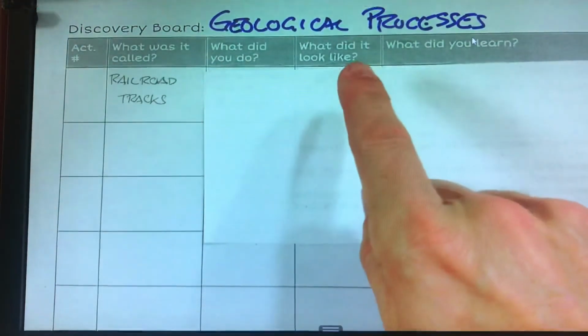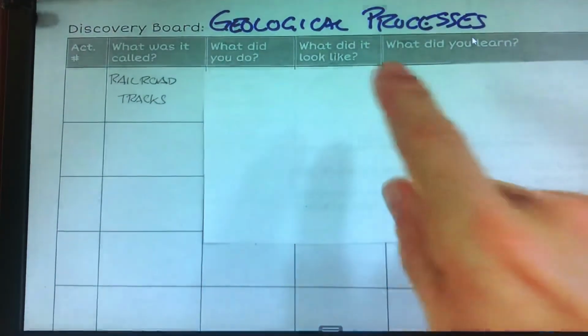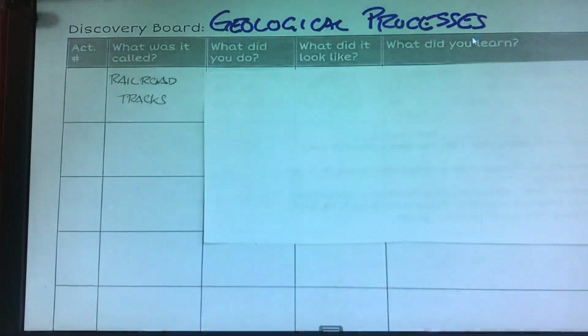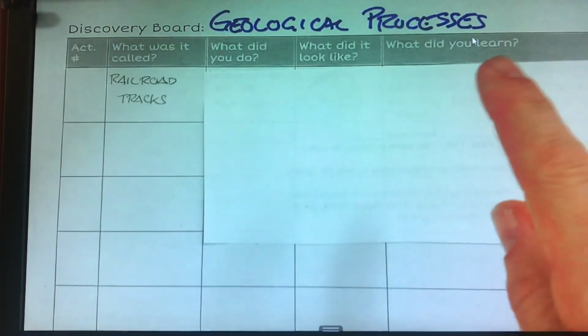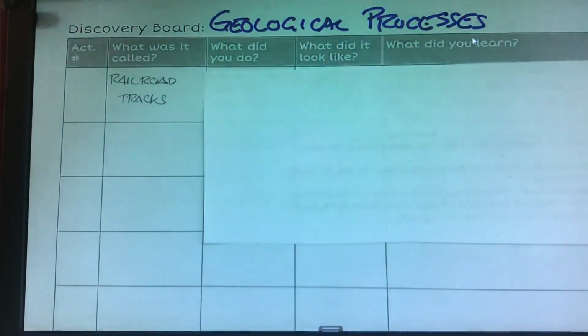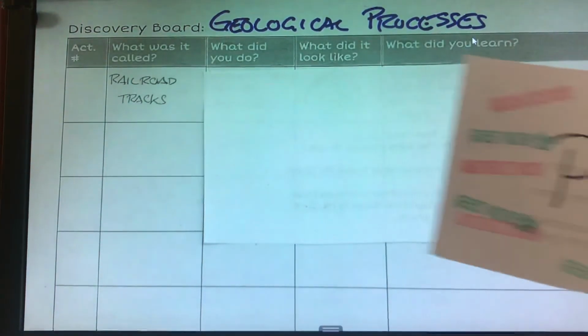Then go through what that looked like, what pops in your brain, what image you see in your head when you think about the railroad track experiment, and then more importantly, what did you learn? So let's take a moment and have you fill that out on your own. Here comes that pause.